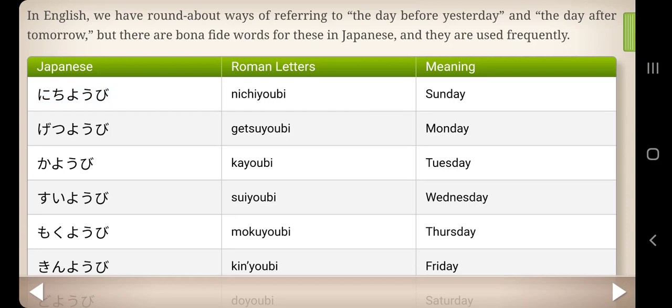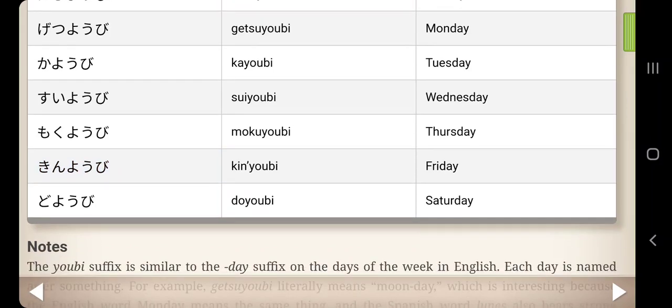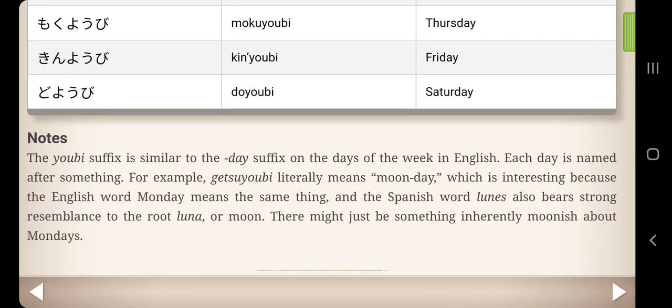日曜日 Sunday, 月曜日 Monday, 火曜日 Kayobi, Tuesday, 水曜日 Suiyobi, Wednesday, 木曜日 Mokuyobi, Thursday, 金曜日 Kinyobi, Friday, 土曜日 Doyobi, Saturday. The yobi suffix is similar to the day suffix on the days of the week in English.